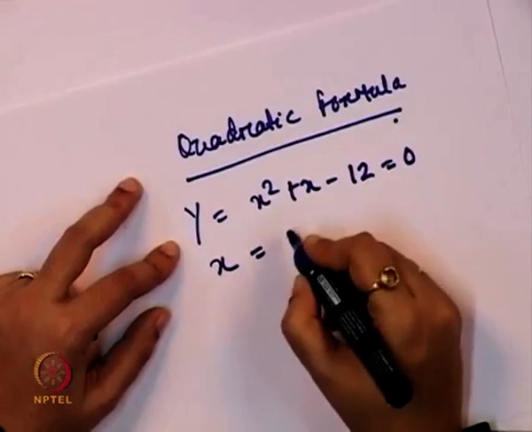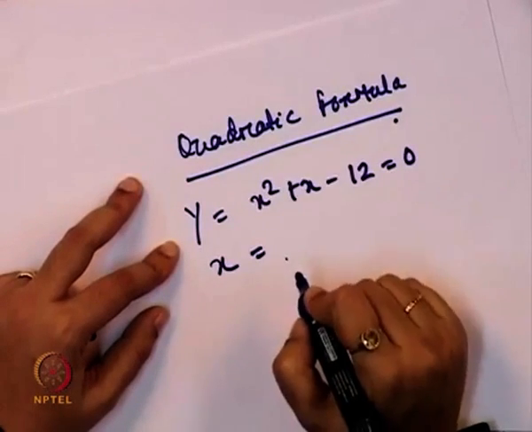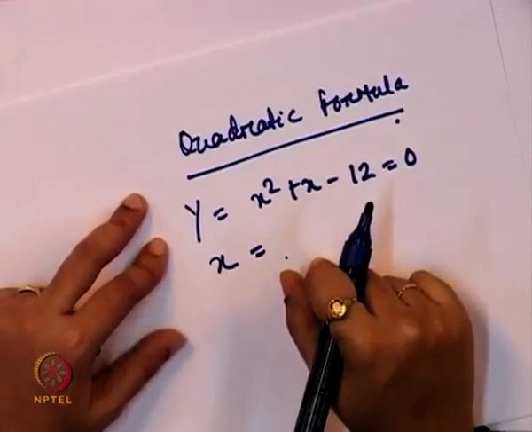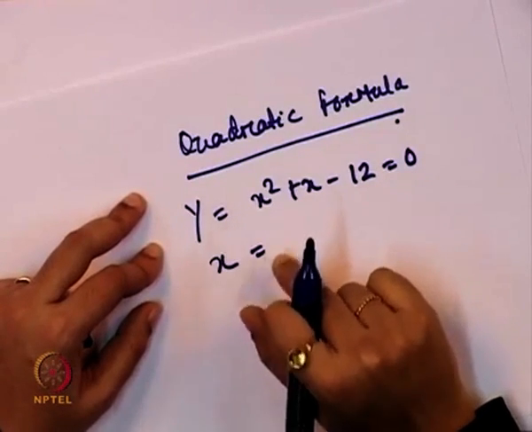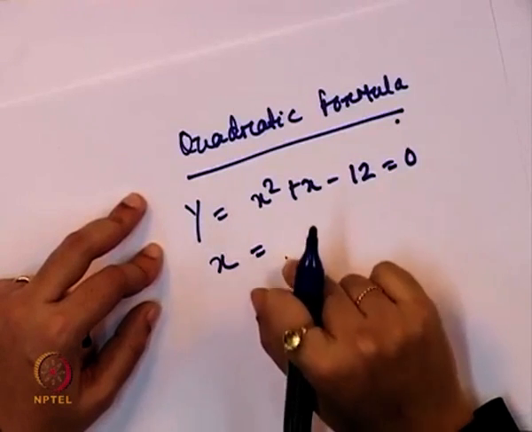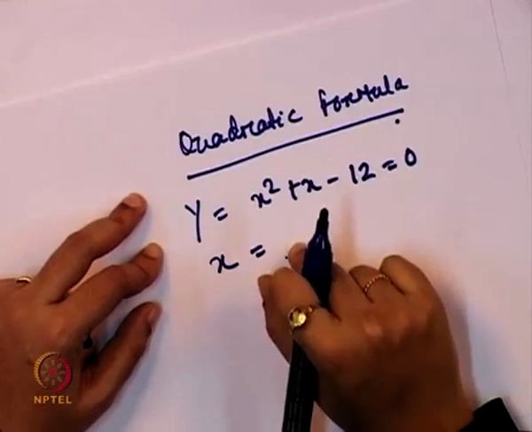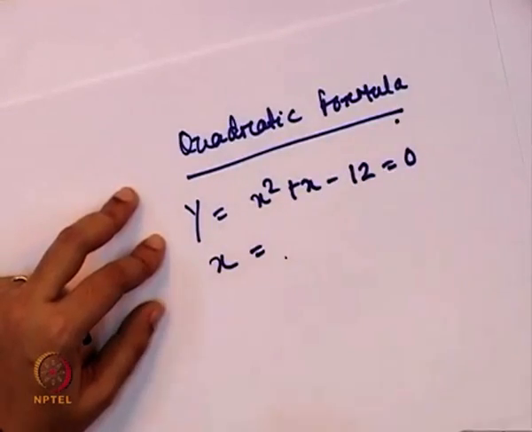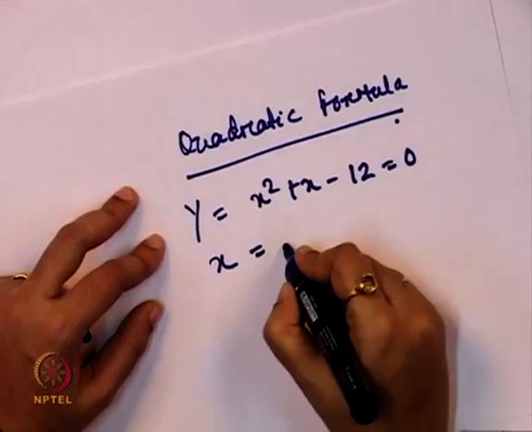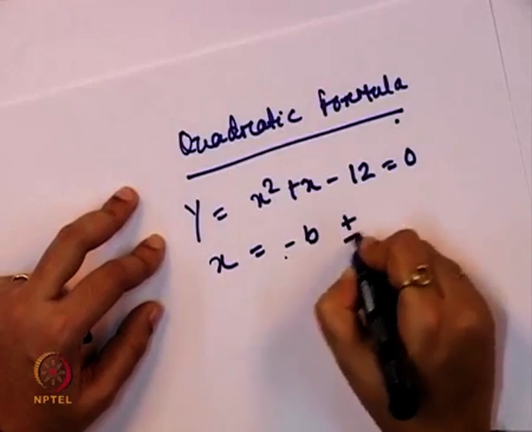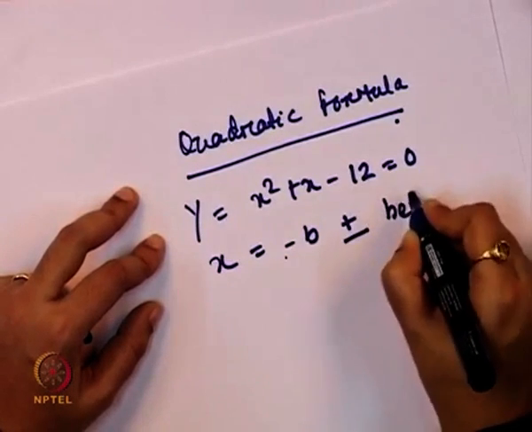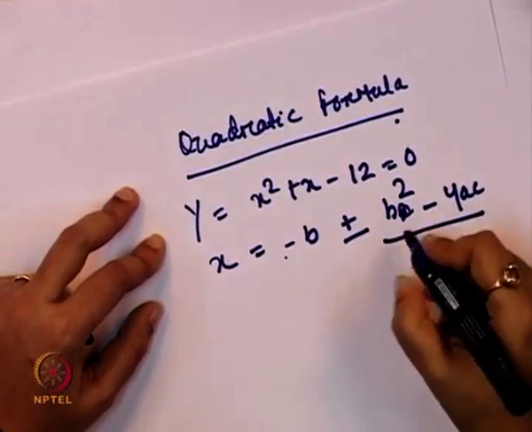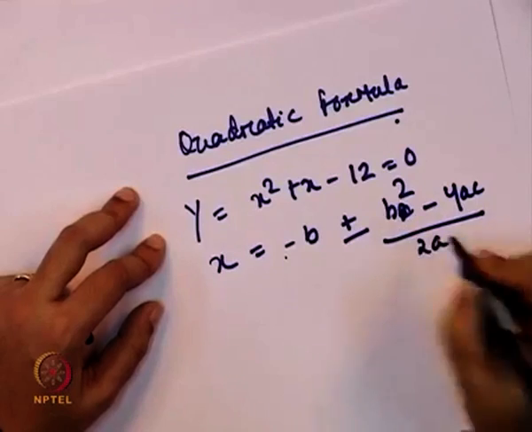To get the value of x, we have to factor it, because the first step is always to set it equal to 0, and second, we factor out this equation in order to get the two values of the variable x, or if there is only one value, the value of x. So, if you are following, this is x equals minus b plus minus the square root of b square minus 4ac, divided by 2a.